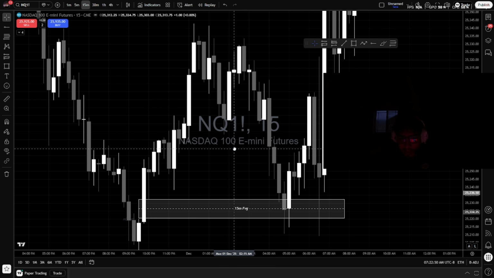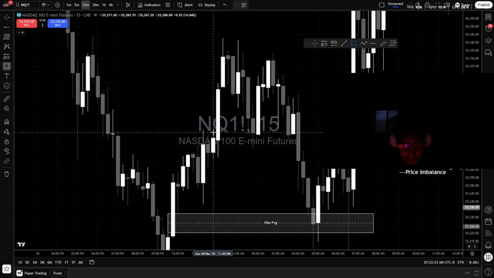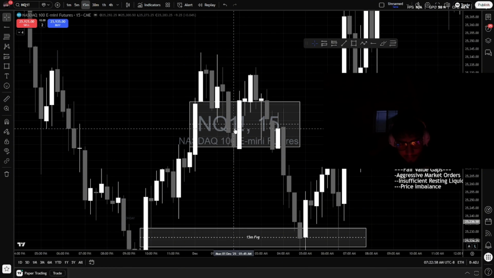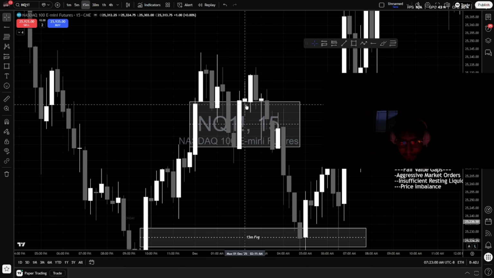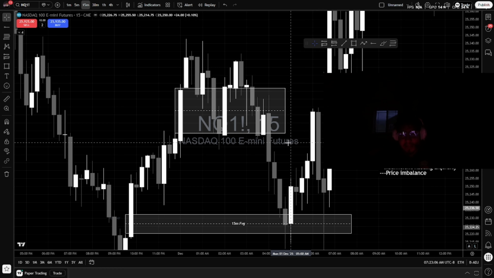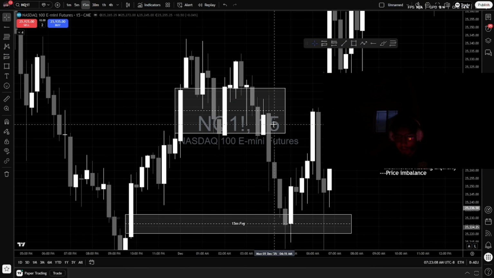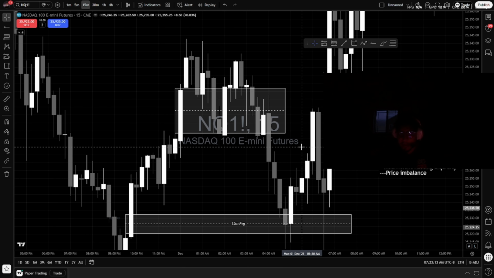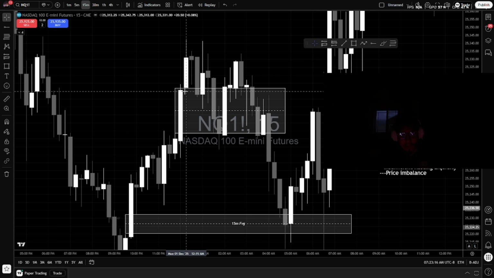And a bad fair value gap would be something like this. So here's just a 15-minute fair value gap. Price comes, touches, mitigates, comes again, mitigates, comes again, mitigating, mitigating, mitigating. Now, when price gets mitigated so many times like that, there's insufficient resting liquidity. All the orders that were here already got filled, and now this fair value gap would be trash, and you literally would be trading trash price action.